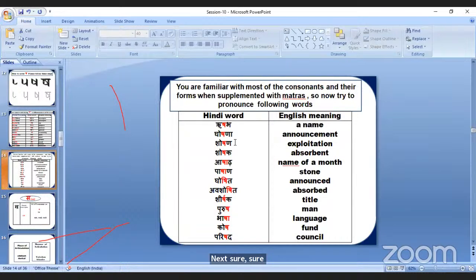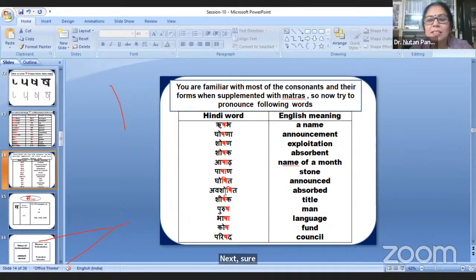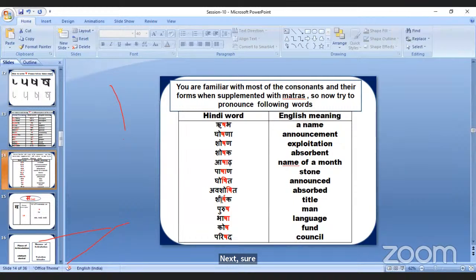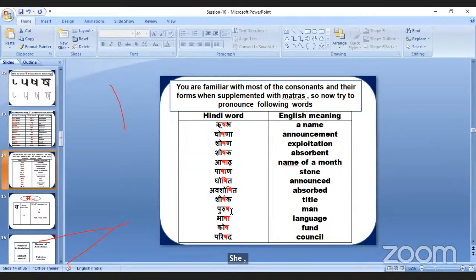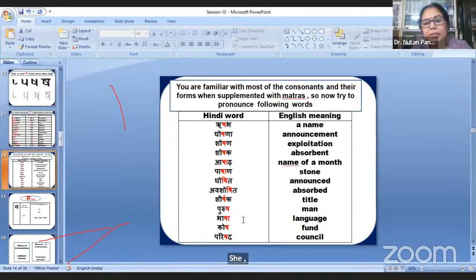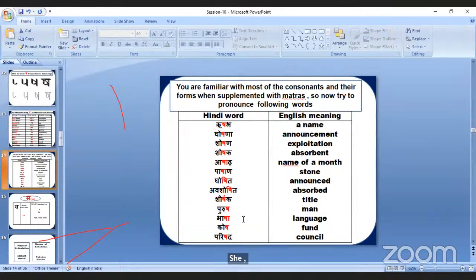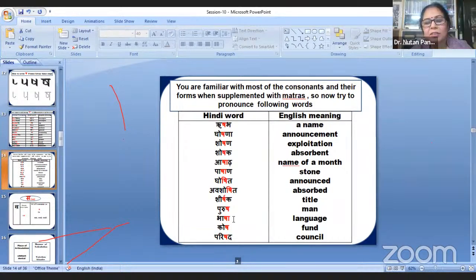Shirshak. It is Shirshak. Ra here, है ना? You are seeing this is the symbol of ra, and we will pronounce shirshak. Very good. It means title. Purush. Purush means man. Yes. Next.